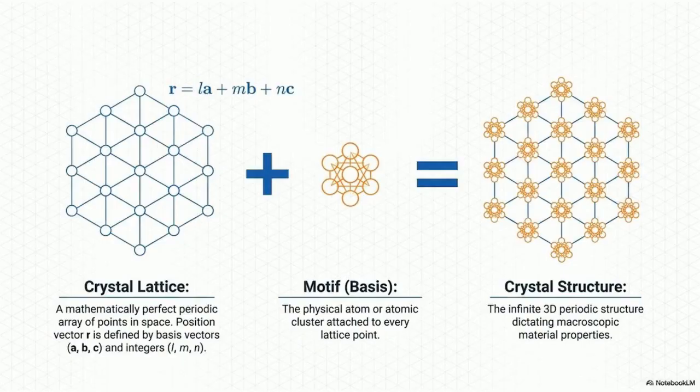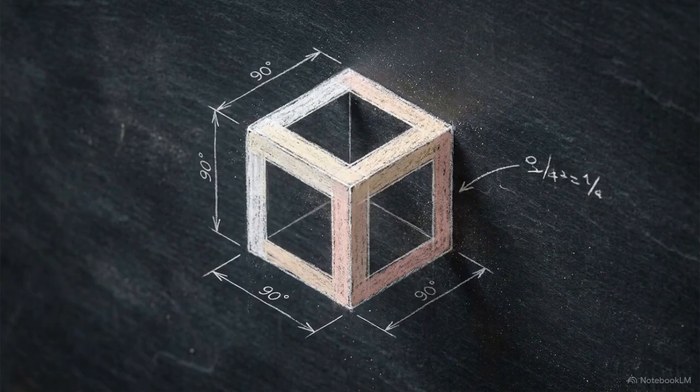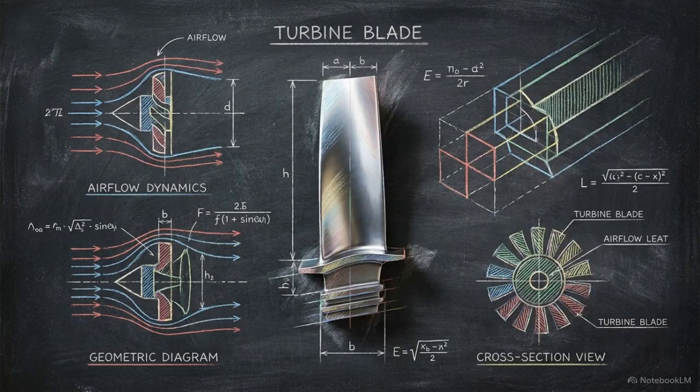This diagram visualizes the core equation of crystallography. We take the purely mathematical crystal lattice, the blue wireframe, and we combine it with the physical motif. The sum of those 2 variables defines the complete physical crystal structure. Every piece of solid crystalline matter on Earth, from a grain of salt to a jet engine turbine blade, is built through this exact modular equation.